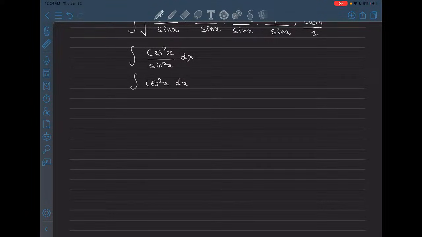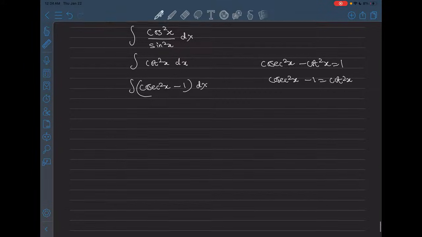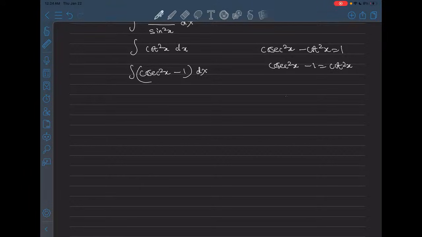And then we know that cosec square x minus cot square x is equal to 1. So cosec square x minus 1 is cot square x, right? So this becomes the integral of cosec square x minus 1 dx. And we know that the derivative of cot x is minus cosec square x, right? So the integral of cosec square x should be minus cot x, minus the integral of 1, which is x, plus c.